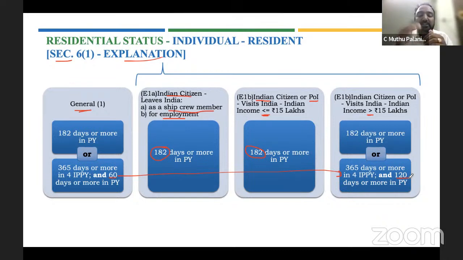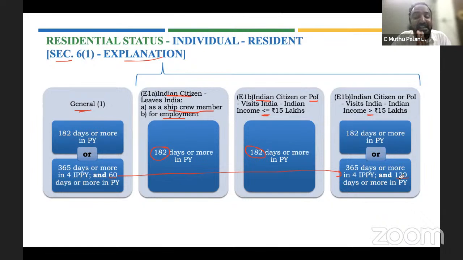The second basic condition has 2 parts. It is 365 days or more in the 4 immediately preceding previous years. That has not changed. And 120 days or more in the previous year. So when is this applicable? When I am an Indian citizen or a person of Indian origin with an Indian income greater than 15 lakhs. If this is the case, then the condition is 120 days instead of 60 days. The only change is that 60 is being replaced with 120.